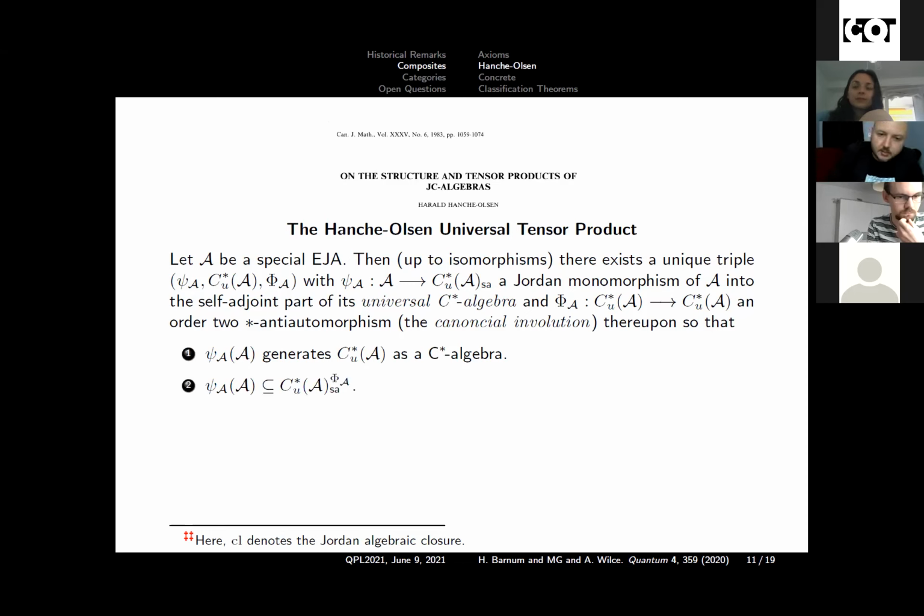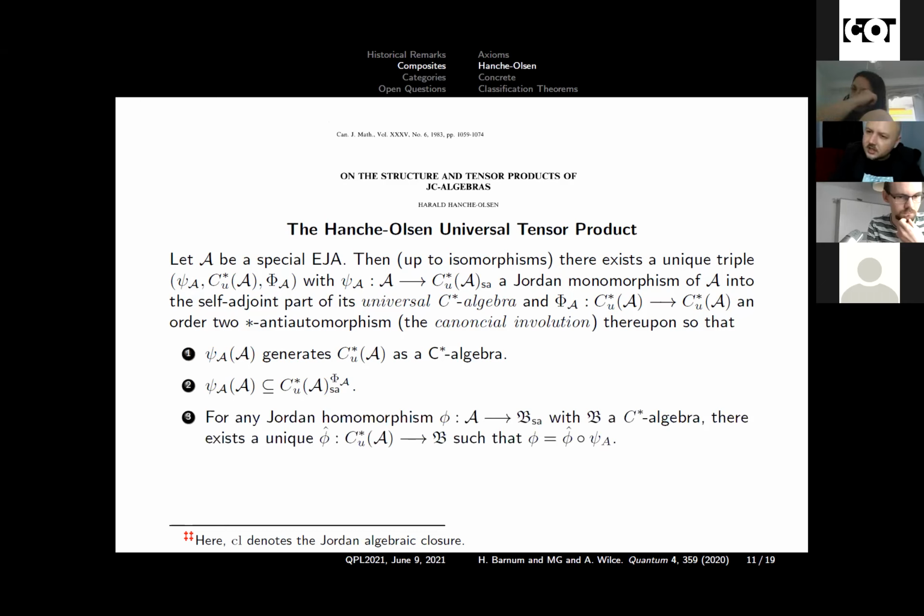I said it's a subset of the self-adjoint fixed points. And this is the cool thing. So the universal C-star algebra has this property that if you've got a Jordan homomorphism from A into the self-adjoint part of any C-star algebra, then that factors through the universal C-star algebra like this.